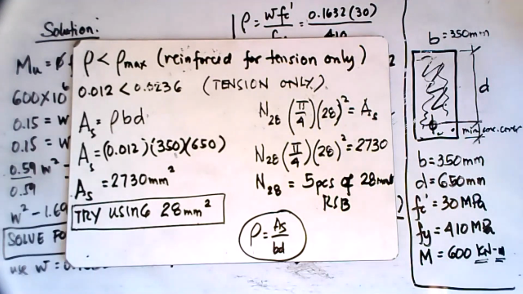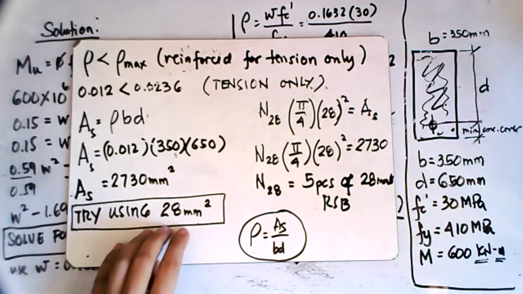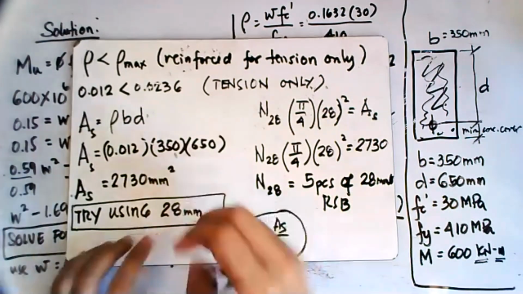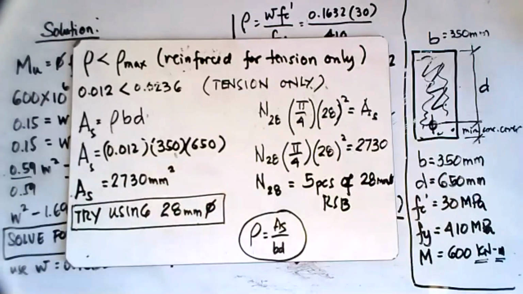Okay, so that means this area is the total area of the steel that you have to provide in the section. The beauty of designing is that if you have a preference of the size of the bar that you're going to use, you may do so. In this particular case, let us try using 28 mm diameter RSB. Okay, so if you have a 28 mm diameter RSB, we can now determine how many bars do we have to provide in the section.